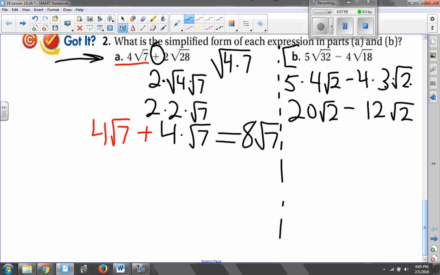So now I have 20 square root of 2 minus 12 square root of 2. And 20 minus 12, since they have the same square root number, I can put them together. 8 square root of 2. That's what we should get there. 8 square root of 2.